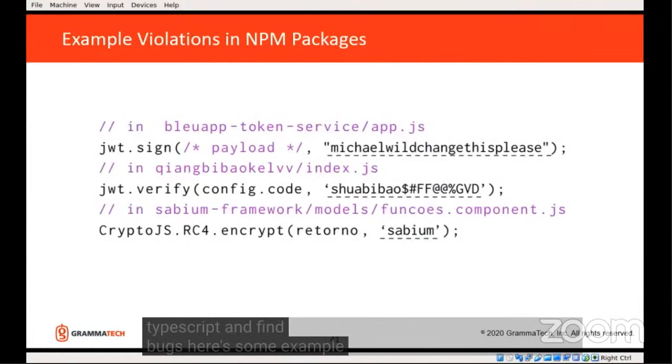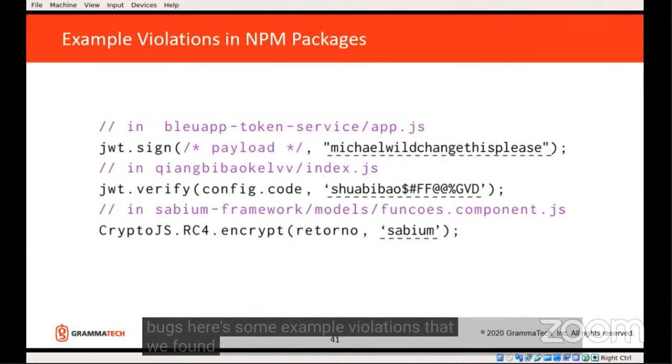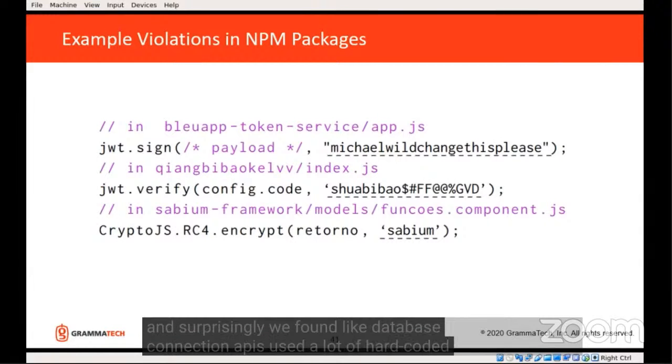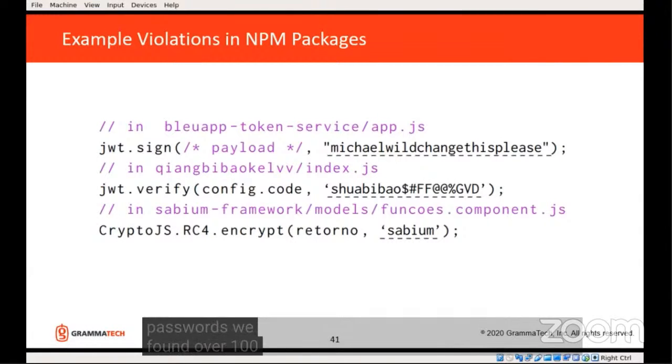Here are some example violations that we found in NPM packages. The JSON web token sign function had hard-coded passcodes passed to it. The verify function had a hard-coded password passed to it. Encrypt functions had hard-coded passwords or hard-coded keys passed to them. And surprisingly, we found that database connection APIs used a lot of hard-coded passwords. We found over 100 instances of such violations for some database connection APIs.